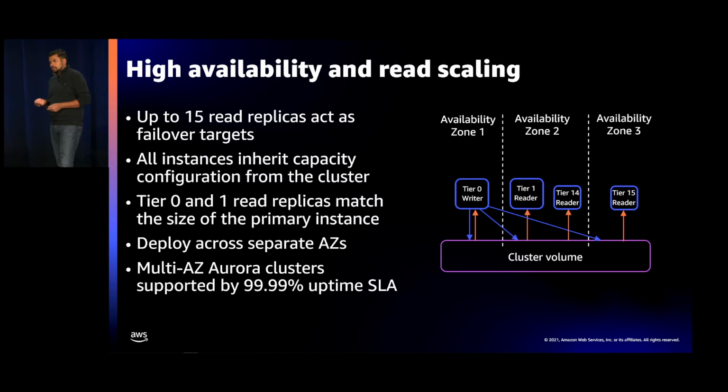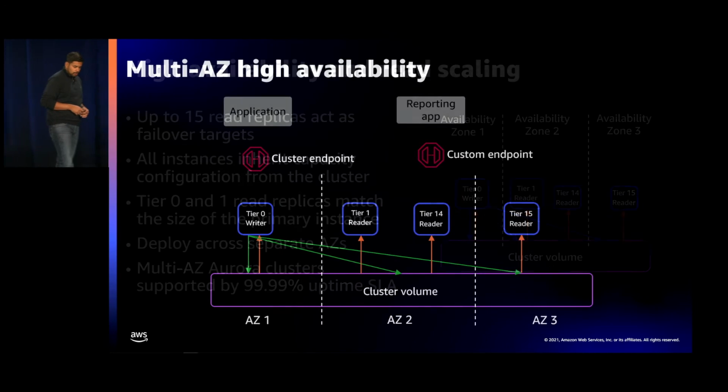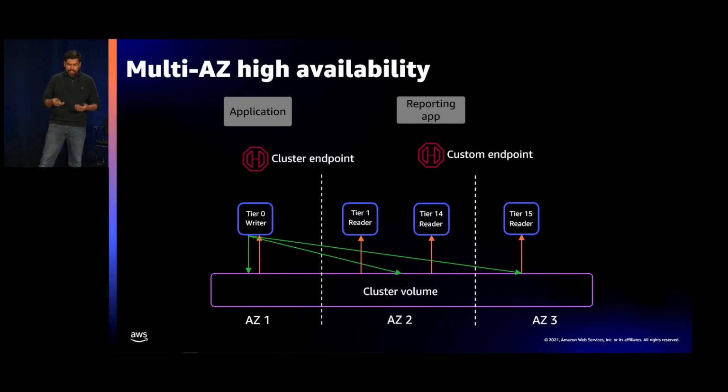Multi-AZ Aurora clusters are covered by an Aurora uptime SLA of 99.99%. For Aurora Serverless V2 databases to qualify for that, you would need to ensure that you are provisioning at least one read replica, in tier 0 or tier 1, across a separate availability zone, AZ. I have a little animation which shows how this plays out.